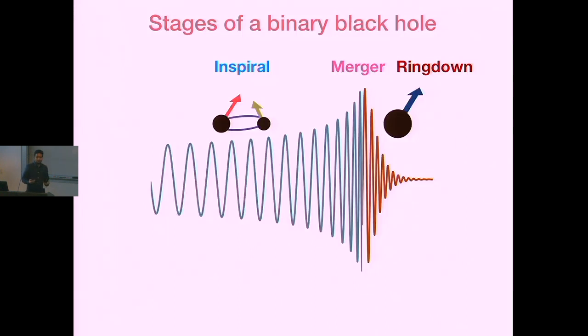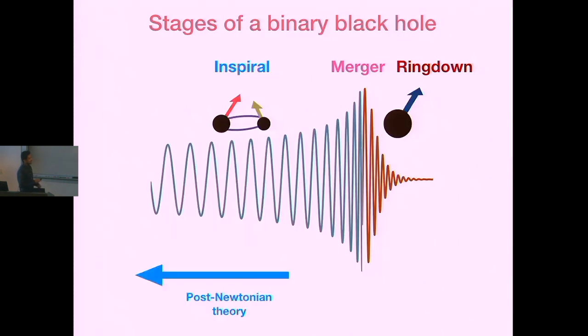And after the merger, what you have is a highly distorted single black hole. And all of these distortions are then quickly radiated away in what is called the final part or the ring down part of the signal, where the frequency spectrum is entirely dependent on only the mass and spin of the final black hole. So these are the 3 important stages of a binary black hole evolution that we want to model so that we can compare with the data that we see in our detectors.